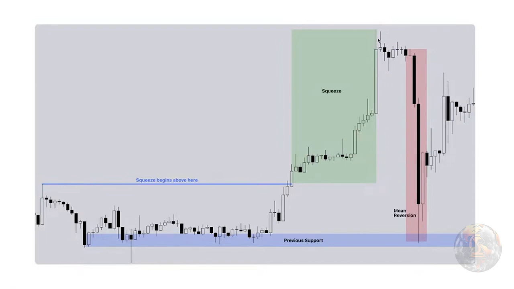Also, if you become good at spotting the end of a short squeeze, you can catch the mean reversion trade. So a short squeeze offers two trades. Even if you miss the entire squeeze, you know what's likely to happen after the squeeze, which is the mean reversion back.